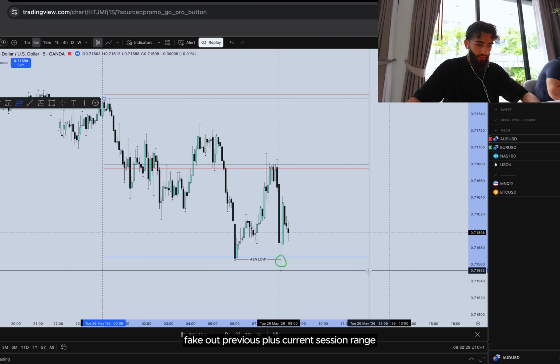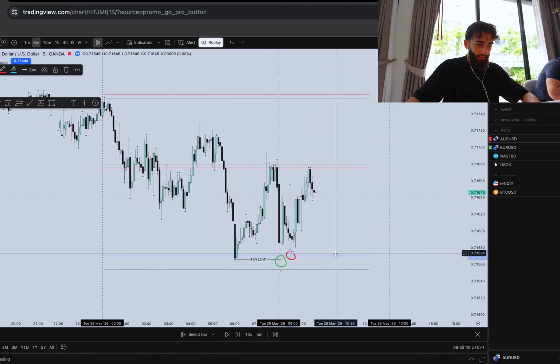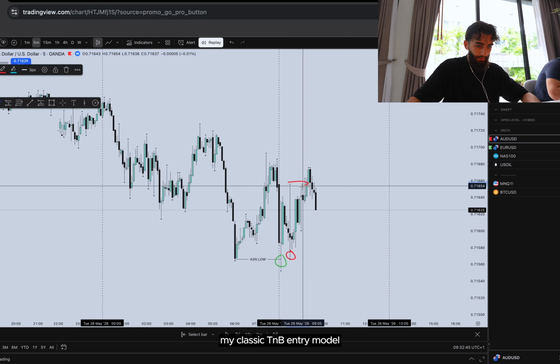Fake out, previous plus current session range. Tap the fake out right there. Boom. Break of structure to the upside. My classic TMB entry model.